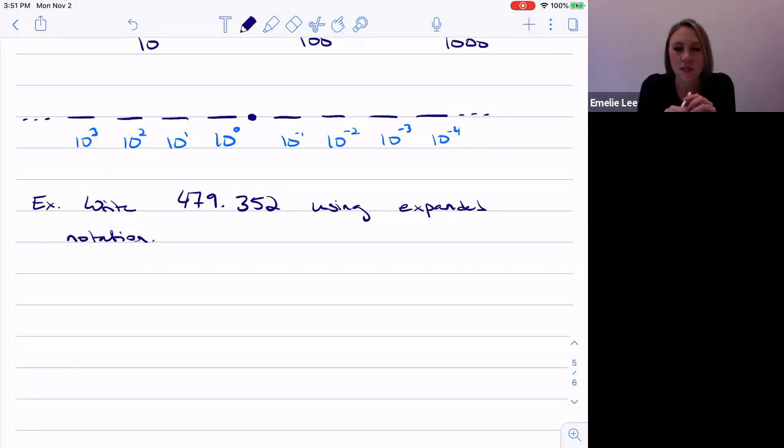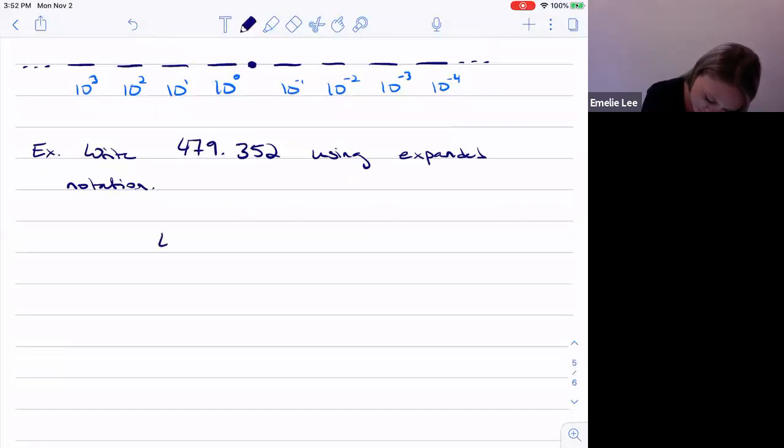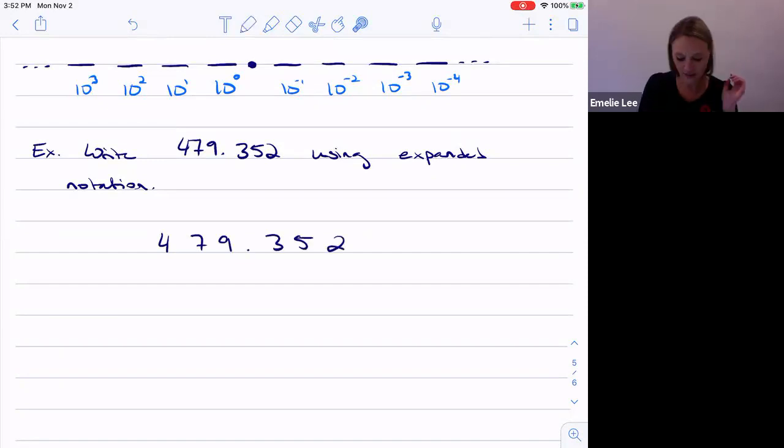There are lots of ways that you could do this, or not lots, but I can think of 3 ways that you could do this. I'm going to do it the same way that I was doing the other numbers, digits. I'm going to write this out a little bit wider, a little bit bigger, and so I'm going to have 479.352. Okay? And then underneath here, I'm going to write kind of what place each of these are in.